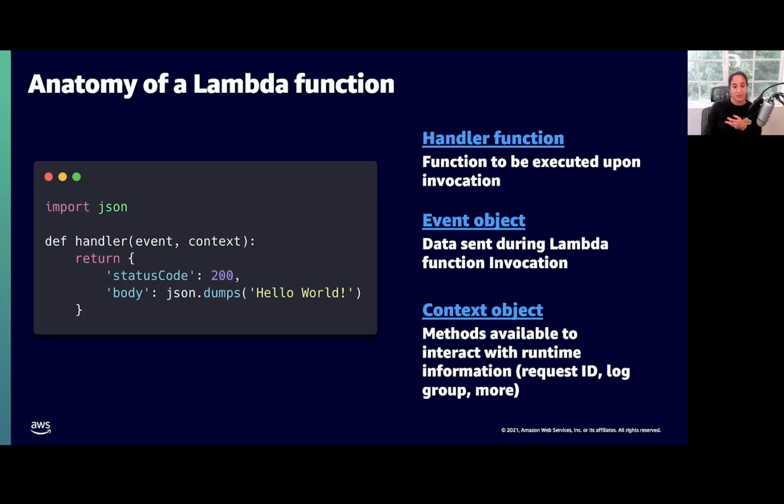Lambda functions are composed of 3 parts: the handler function, the event object, and the context object. The handler function is the function that's executed when the Lambda function is invoked. The event object is the JSON object that's filled with data that's sent to Lambda during function invocation. And then the context object contains methods that are available to interact with runtime information, such as the request ID or the log group.